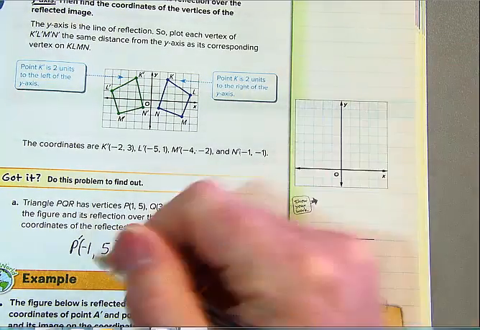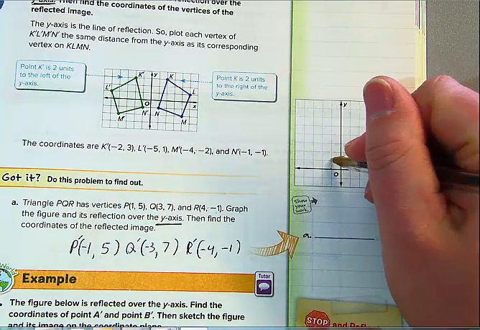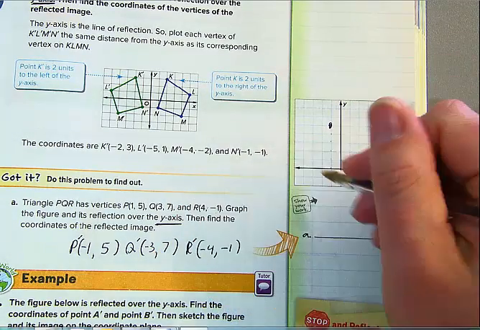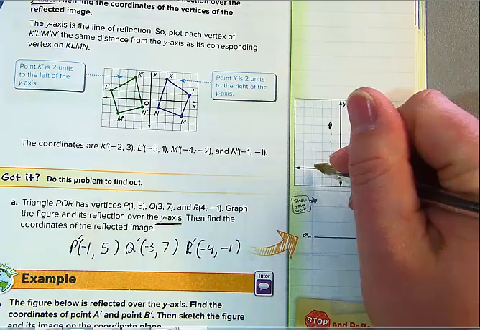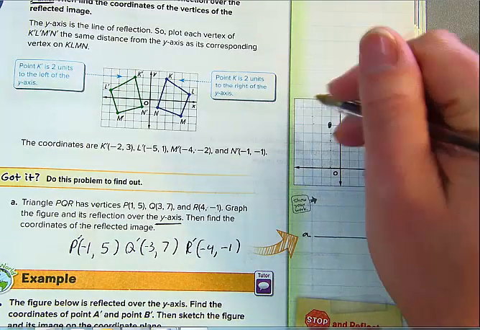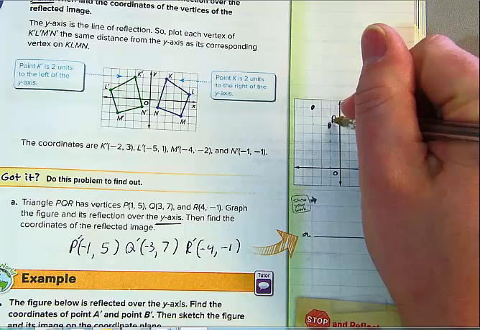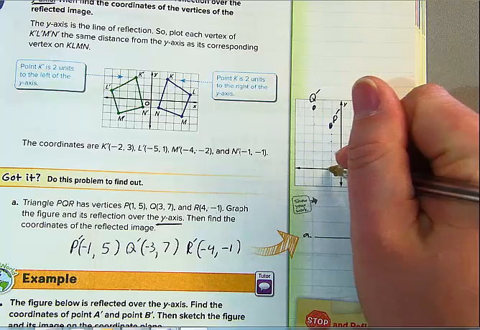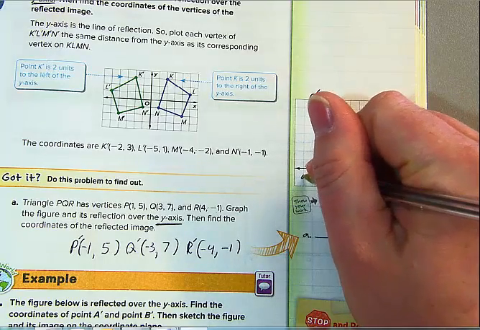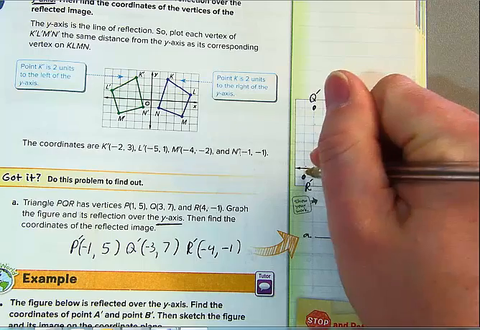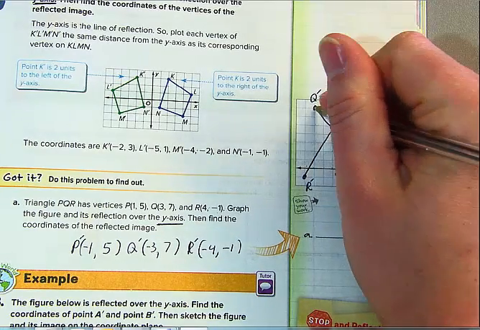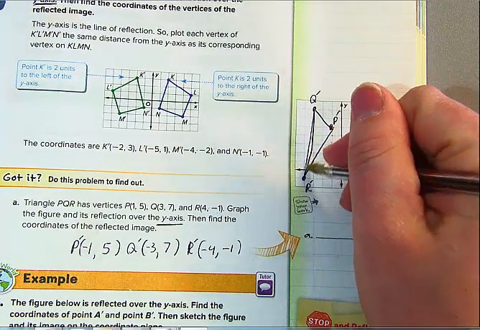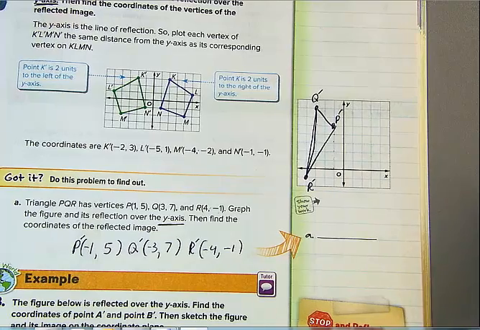So I go negative 1, 5. So back 1, up 1, 2, 3, 4, 5. Then I have negative 3, 7, so back 3, 1, 2, 3, up 1, 2, 3, 4, 5, 6, 7. That's P prime, that's Q prime. And then negative 4, negative 1, so back 4, 1, 2, 3, 4, down 1. That's R prime. So your reflection, and if that could be a straight line, be a little bit better. Your reflection then should look like that, okay?